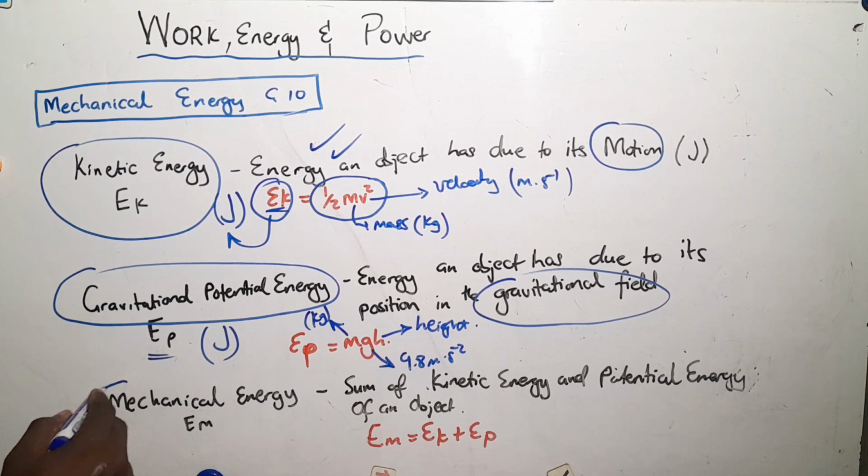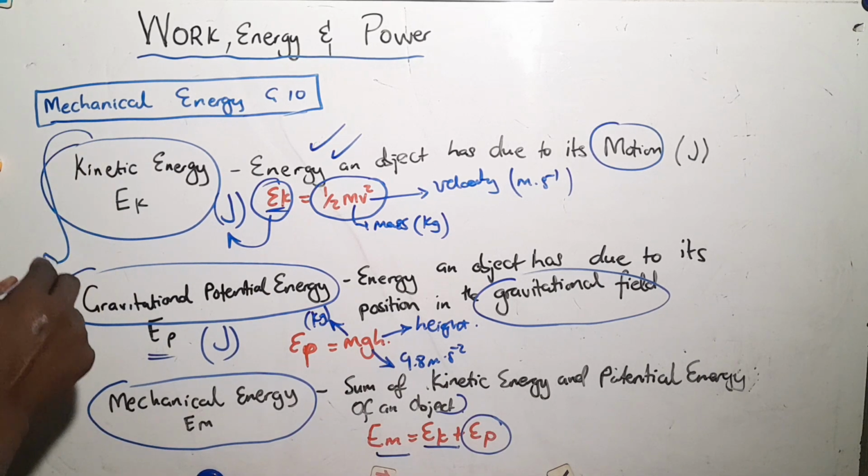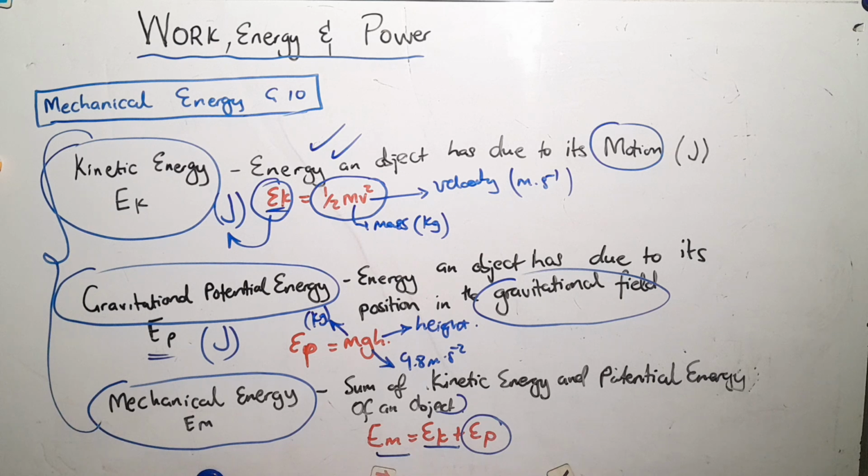We're also interested in knowing what mechanical energy is. Mechanical energy is the sum of the kinetic energy and potential energy of an object. So EM is equal to EK plus EP. These energies we dealt with in grade 10, mostly with two laws that we learned. So let's talk about the laws that we learned in grade 10.